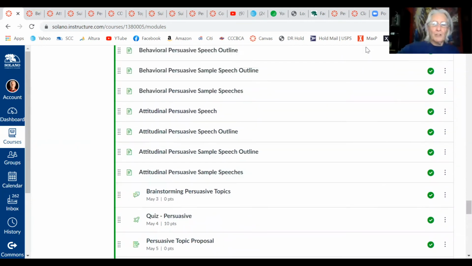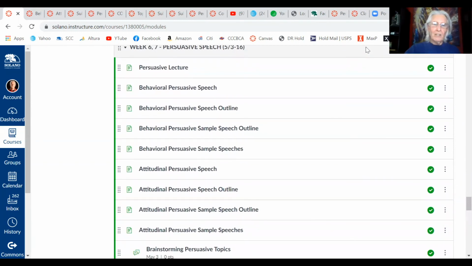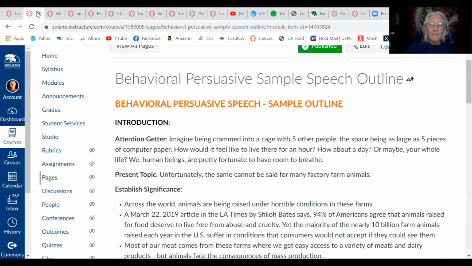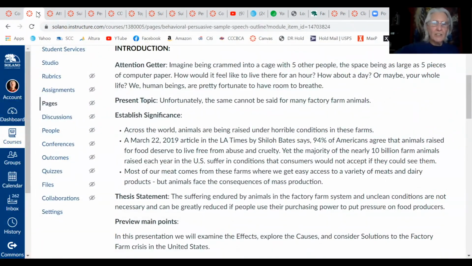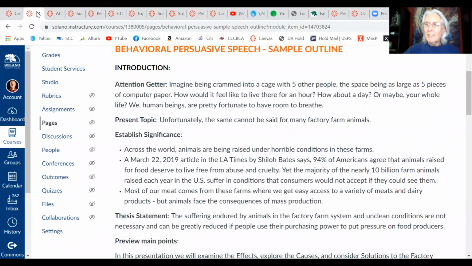Also, on the module, I just want to draw your attention to the 2 sample outlines. So notice right here, you have the behavioral persuasive speech sample outline. So we're going to click on that. Here we see the actual outline. And notice too, introduction, exact same as the informative speech.